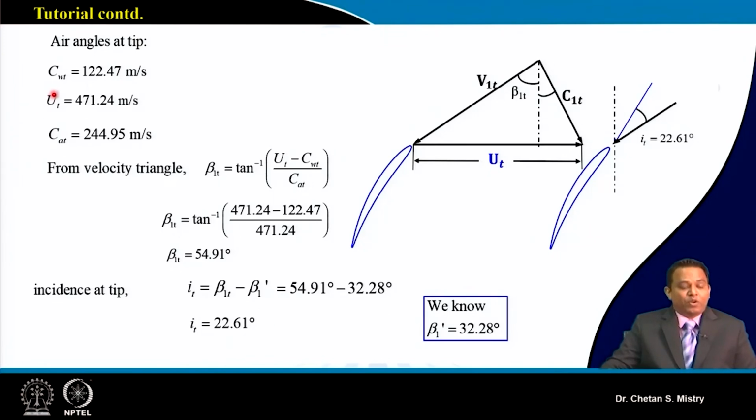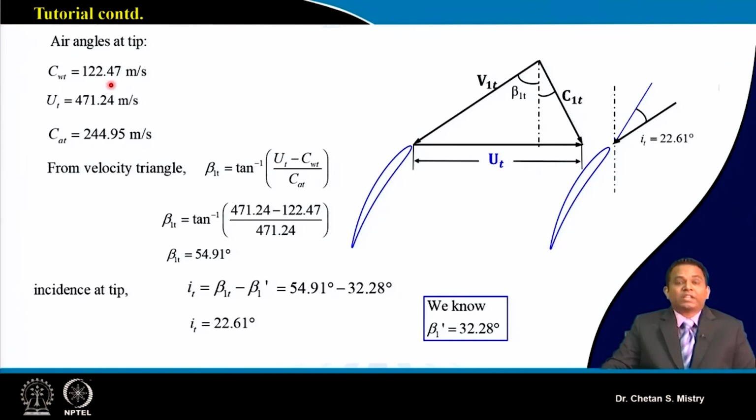At the tip station we know our whirl component and our peripheral speed. My whirl velocity is 122.47 meter per second, my peripheral speed is 471.24 meter per second, and my axial velocity at the tip is 244.95 meter per second. Based on this data, if I put my velocity triangle, this is what it will look like.